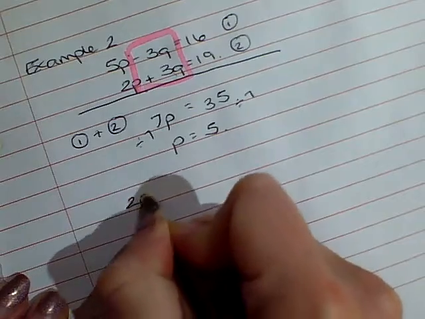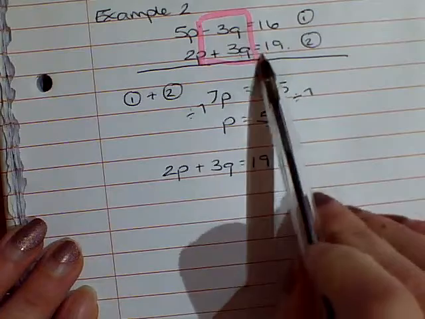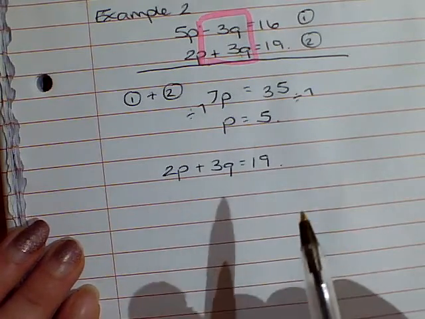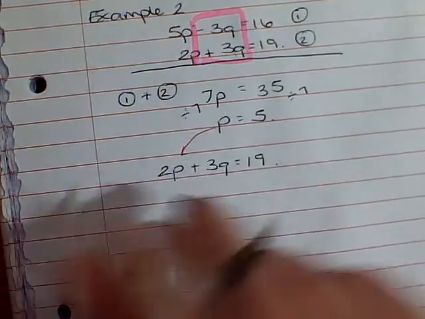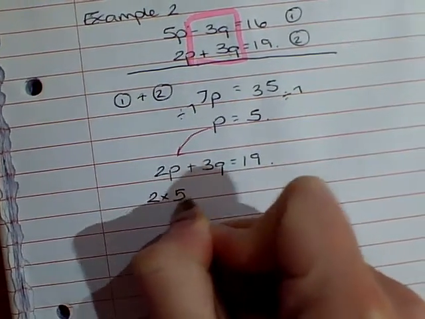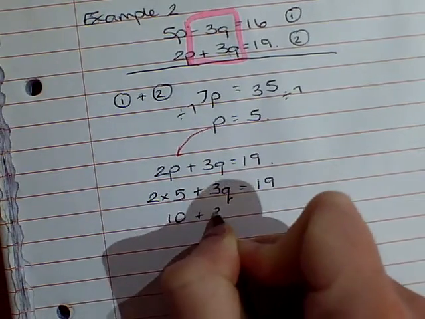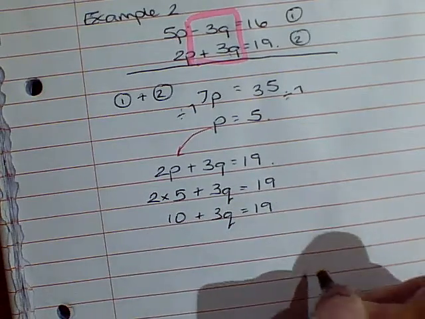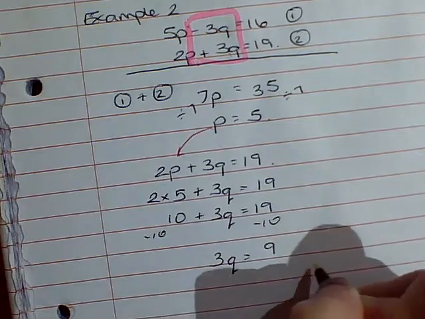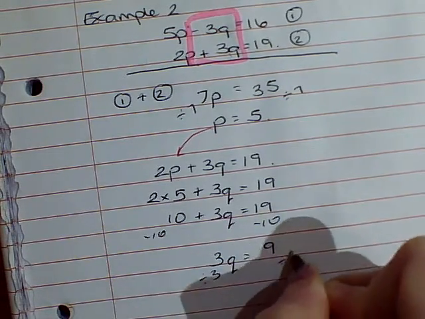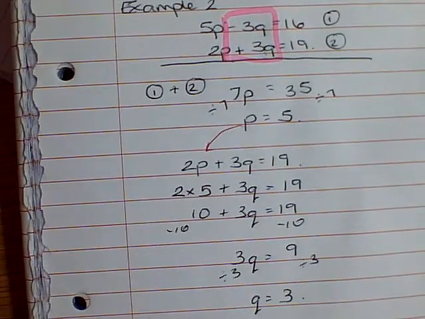So 2p plus 3q is 19. Remember, it doesn't matter which one you sub it into, you will get the same answer. So I'm popping that p equals 5 into the p. So 2 times 5 plus 3q equals 19. So 10 plus 3q equals 19. Minus 10 from both sides, 3q equals 9. So divide by 3, q is 3. P is 5 and q is 3.